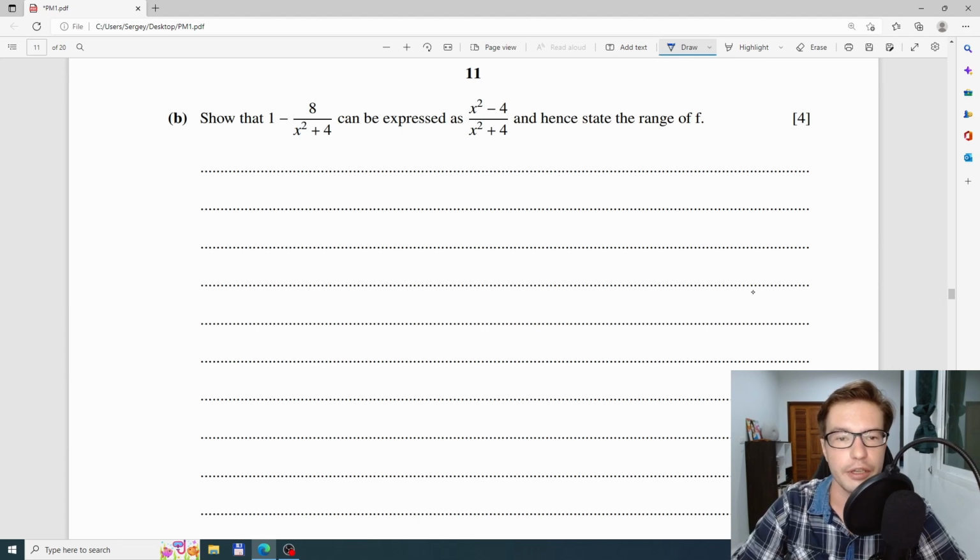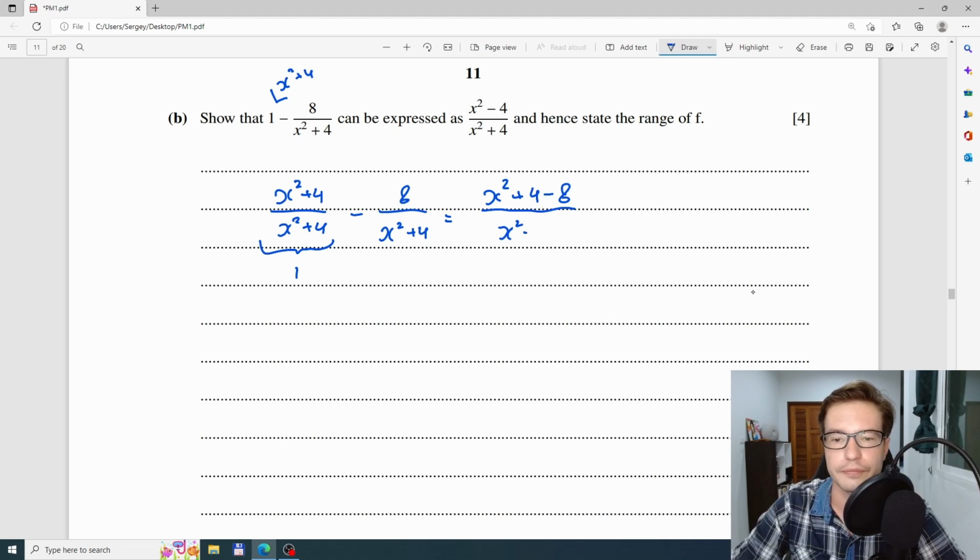Okay, show that some expression can be expressed as a single fraction. Okay, I need a common denominator, so I will multiply 1 by x squared plus 4, top and bottom, to get x squared plus 4 over x squared plus 4. That used to be 1 minus 8 over x squared plus 4. That gives me x squared plus 4 minus 8 over x squared plus 4, which is x squared minus 4 over x squared plus 4, which is exactly what I had to show.